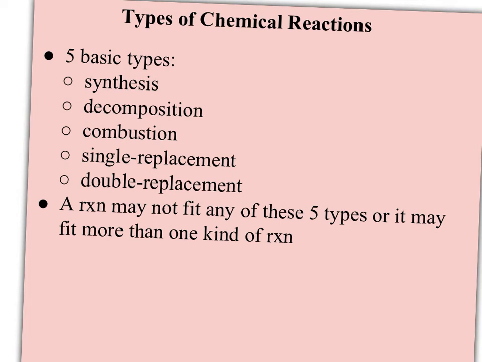Welcome. This video is going to talk about the 5 basic types of chemical reactions that many chemical equations or reactions can be classified as. And as it says, some reactions don't fit any of these 5 types, or fit more than one kind of the 5 types. But we're going to keep it simple and just focus on the 5 basic types, which are synthesis, decomposition, combustion, and then single replacement and double replacement, or sometimes they're called single displacement and double displacement. Either way you want to think of it, displacing or replacing, same thing.